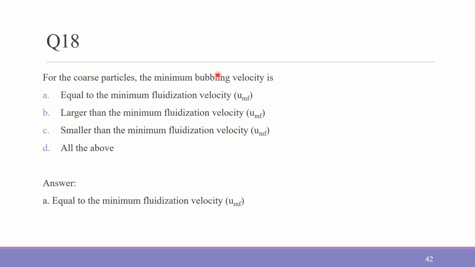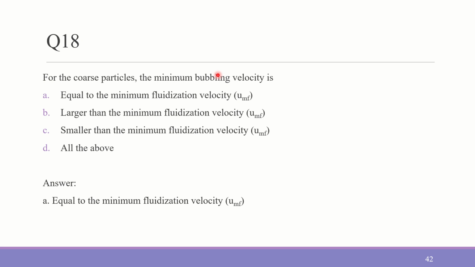How? For finer size particles, the UMB is greater than UMF. So bubbling occurs after some stages of minimum fluidization. Whereas when we are dealing with coarser size particles, bubbles start producing immediately after fluidization. That is why the minimum bubbling velocity is equal to the minimum fluidization velocity. For finer size particles, the minimum bubbling velocity was greater than the minimum fluidization velocity, so after fluidization, smooth or homogeneous fluidization might occur, after which the bubbles might start producing.